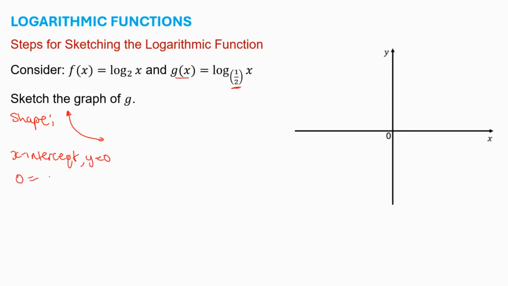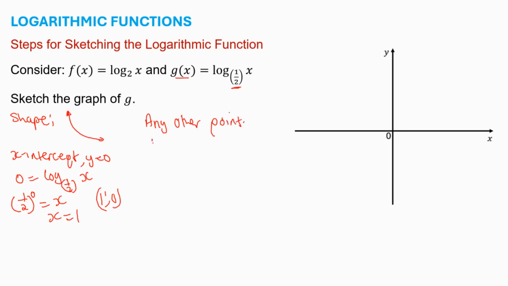So 0 is equal to log x to base half. And then change this from logarithmic form to exponential form. (1/2) to the power 0 is equal to x. So meaning that x is equal to 1. So our x-intercept is (1, 0). Any other point, right? We just need the x-intercept, the shape, and any other point. So let's say if x is equal to 2, what are we going to get? y is equal to log 2 to base half.